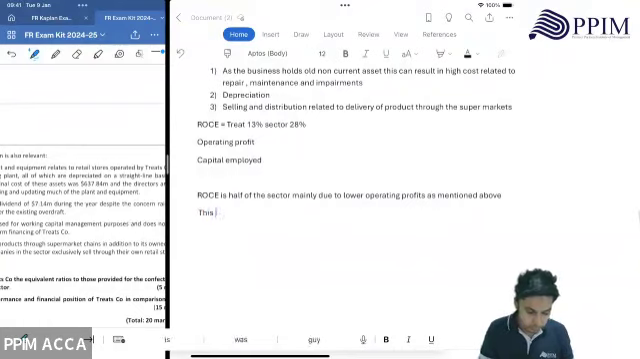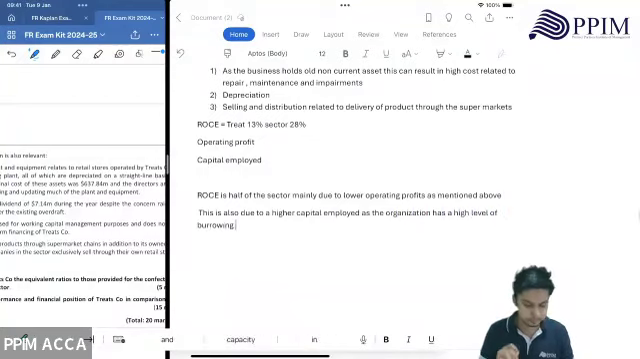Right. This is also due to a higher capital employed as the organization has a high level of borrowing.